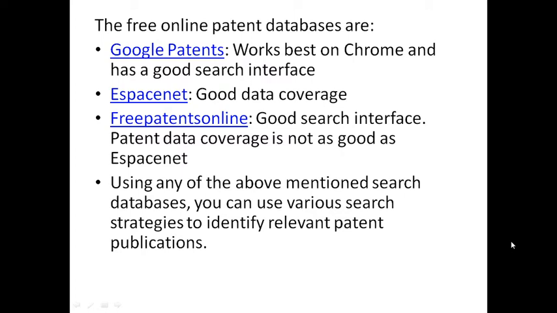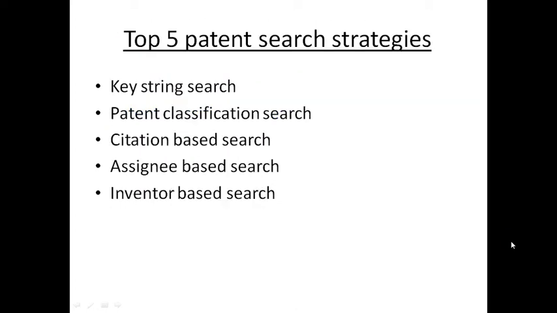Using any of the above mentioned search databases, you can search various patents that are available, whether relevant to our publication or our patent, everything you can find. What are the top 5 patent searching strategies? First one, keyword search, patent classification search, citation based search, assignee based search, and inventor based search. For keywords, we use some words, and from that word we search whether any patent is available or not.